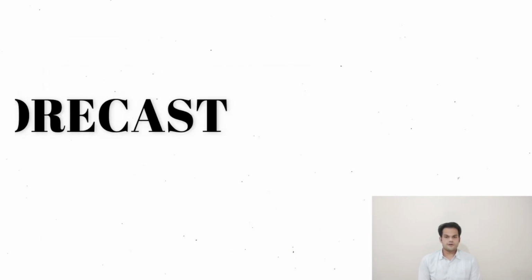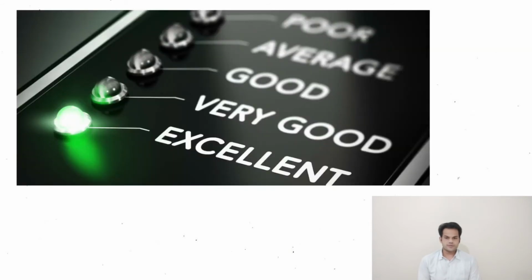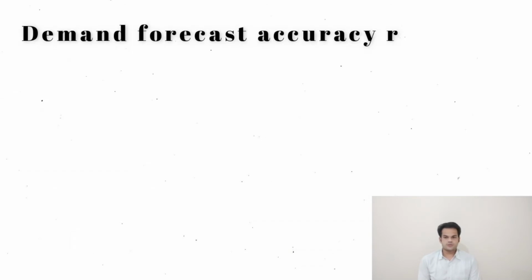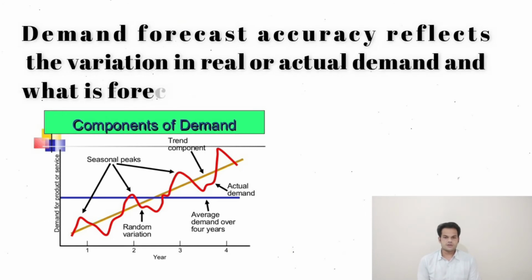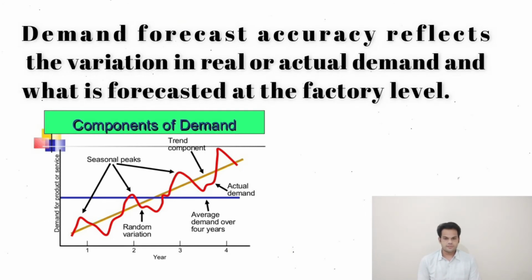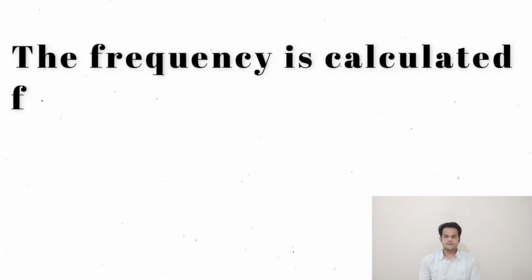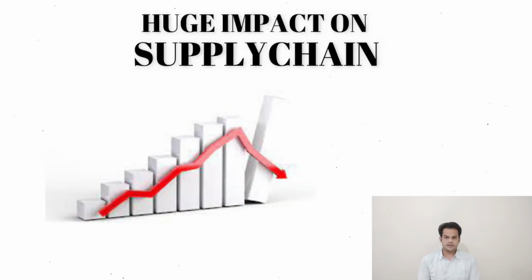Second is demand forecast accuracy. An excellent metric of determining how strong collaboration is in manufacturing operations. Demand forecasting accuracy reflects the variation between real or actual demand and what the forecasted or the factory level is. Third is stockouts. The frequency is calculated from inventory requests without available stock in the inventory, and it has a huge impact on the supply chain of businesses.